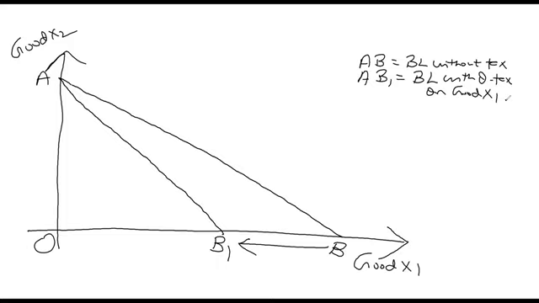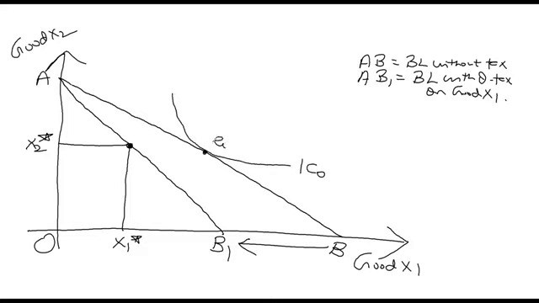And suppose on the AB1 budget line, you are consuming here, for example. Suppose this point is X1 star, the optimal point, and X2 star. Initially, you were consuming somewhere here. This was your indifference curve, IC0. This was the consumption without any tax. The government imposes a quantity tax. You land up at the budget line AB1. You are at point E1, and you are consuming X1 star and X2 star.